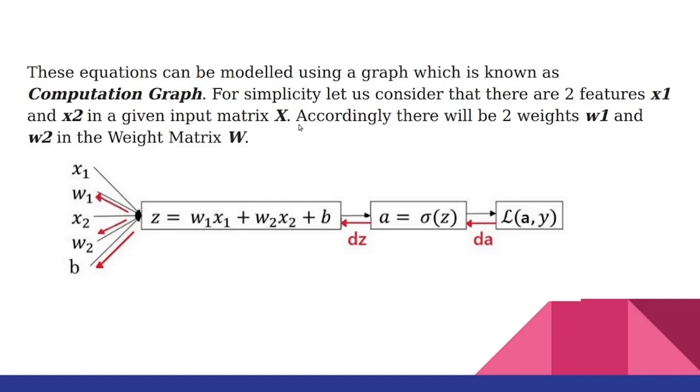Given an input matrix X, accordingly, there will be two weights, W1 and W2, in the weight matrix W. So for now, ignore all the red lines and only look at the black lines. What we have is we feed in these values of X and W, and we get our value of Z. Then from Z, we compute A by taking a sigmoid of the function, and then we find the cost of A comma Y.